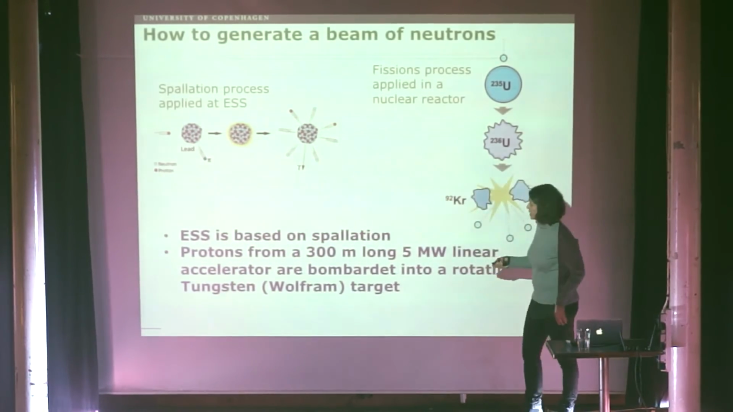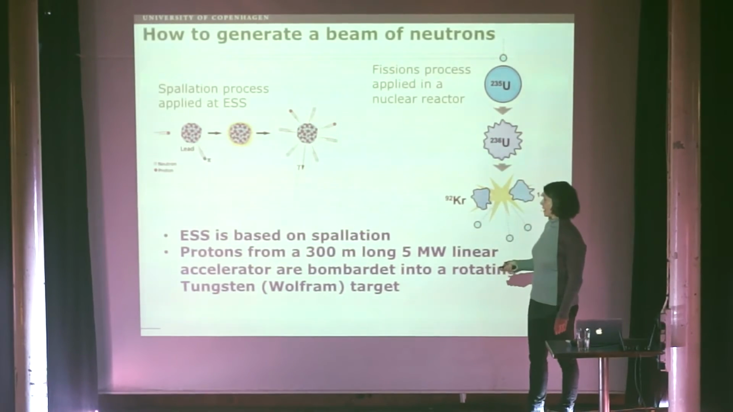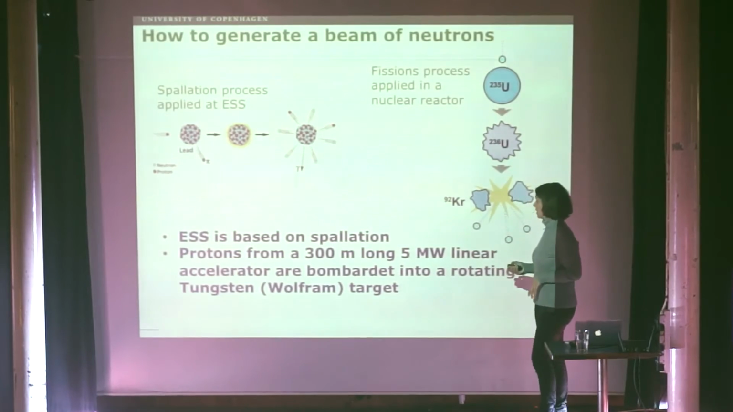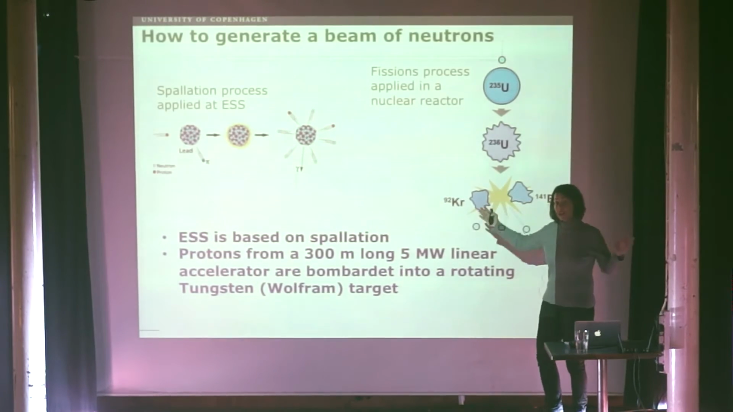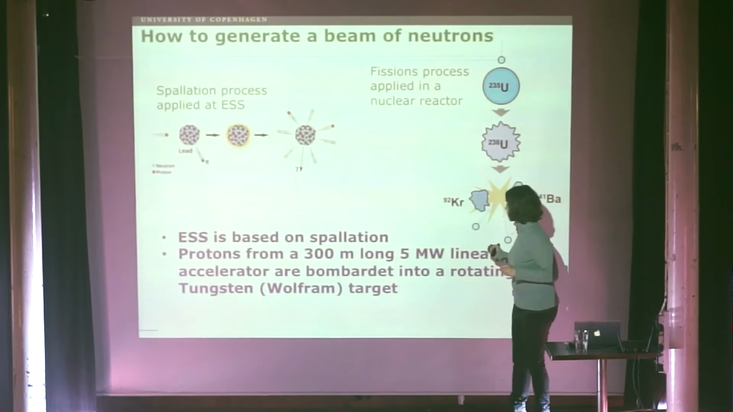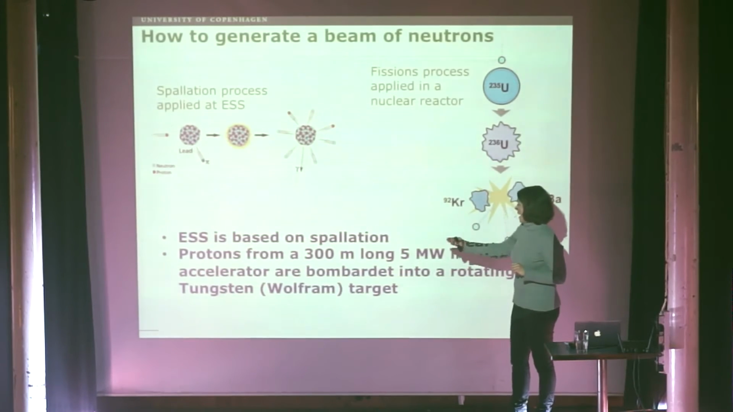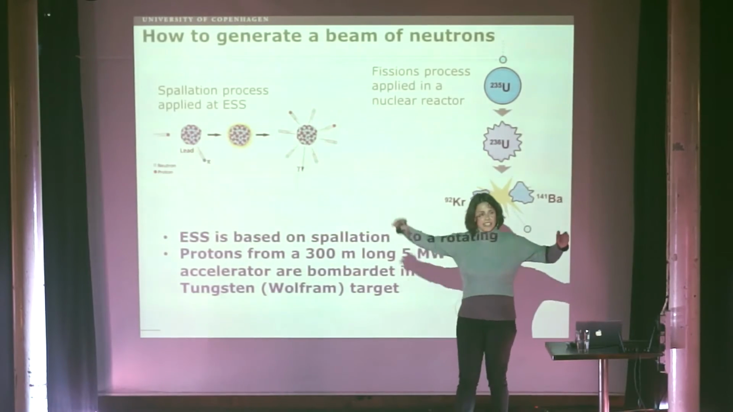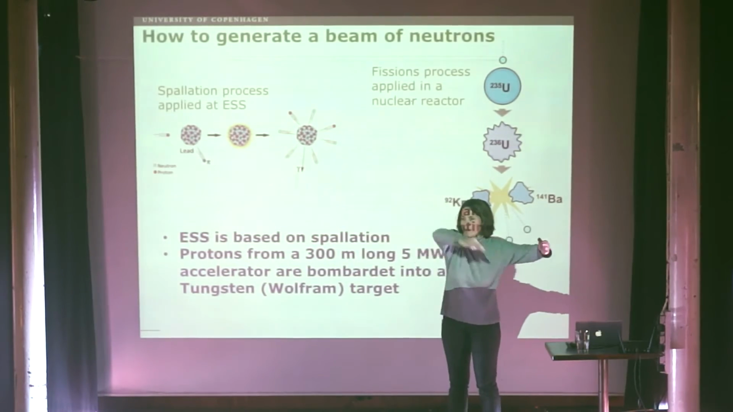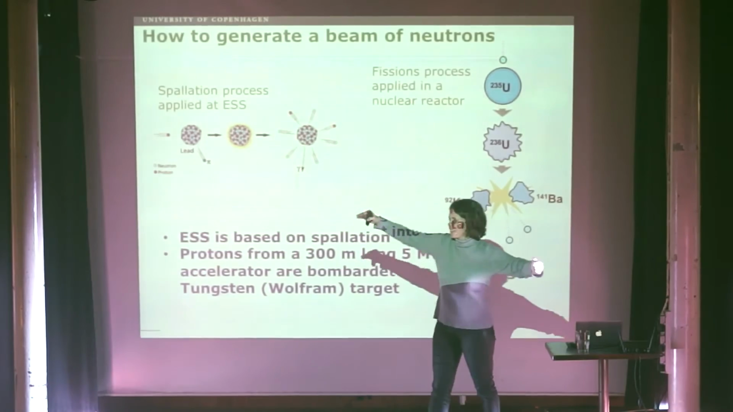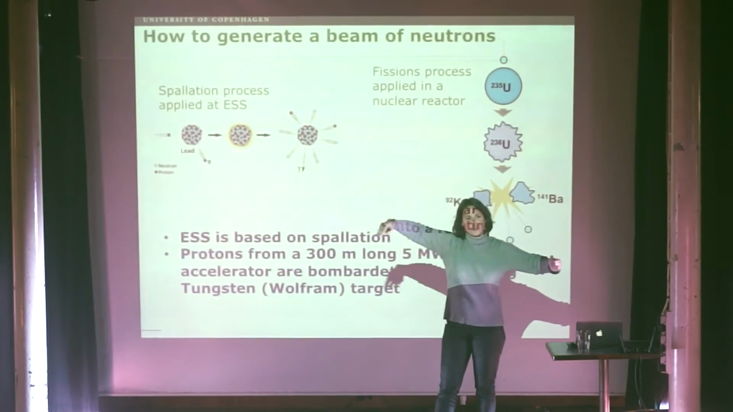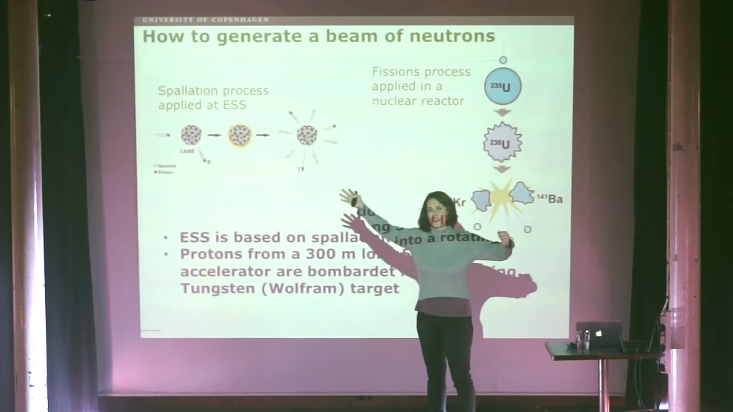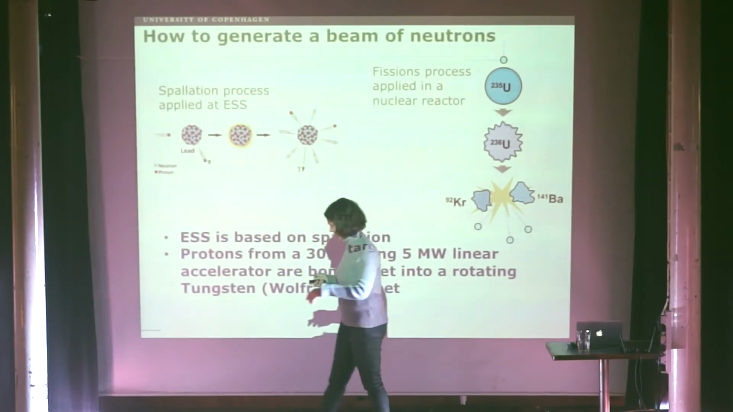ESS is based on this spallation process, and at ESS that we're building up in Sweden right now, it's the protons from a 300 meter long, 5 megawatt linear accelerator, and those protons, we bombard them into a rotating tungsten target that is a couple of meters in diameter. So we have this big disk of tungsten, which then is rotated, and then we shoot these protons into it, and then there's a lot of neutrons generated that we harvest.